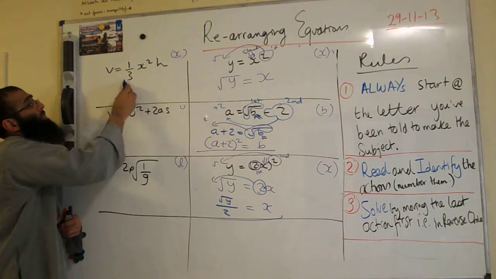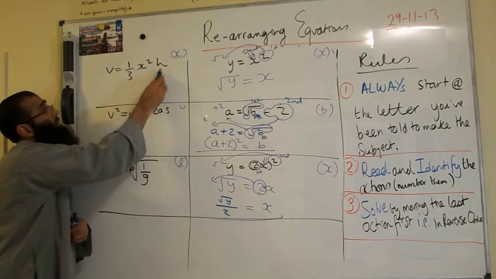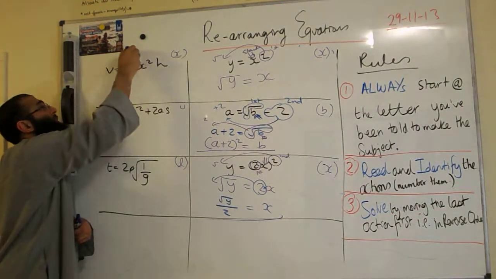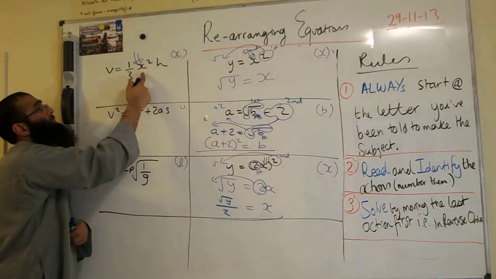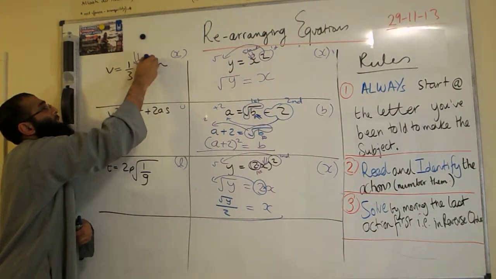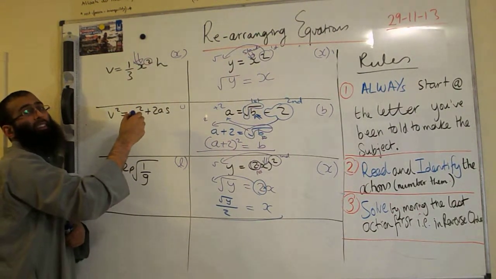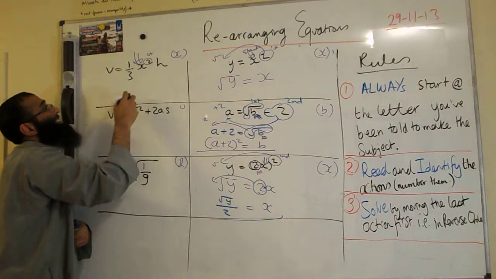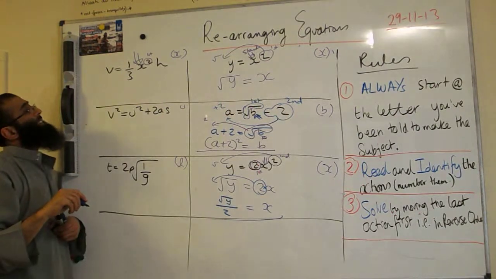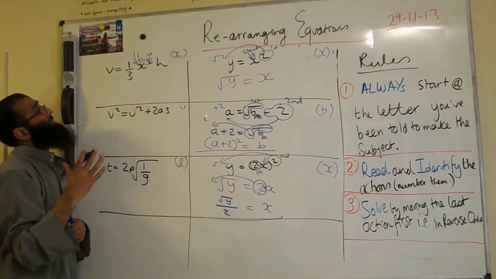V is equal to 1/3 x squared h. We're going to make x the subject, so we have to start at x. What's been done to x first? It's been squared. That's the first action.